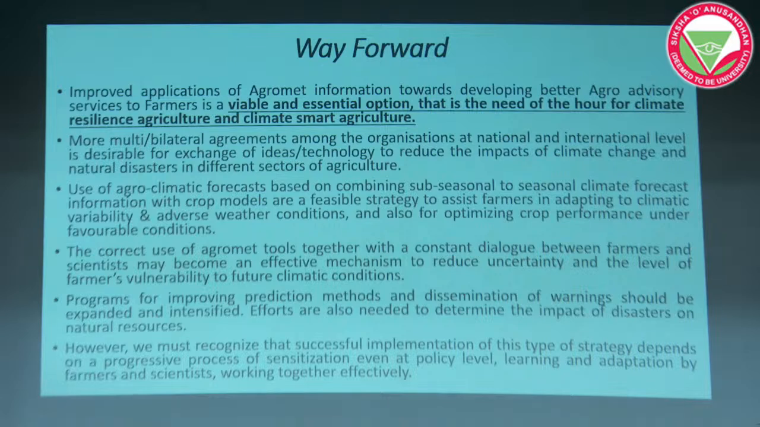More multilateral and bilateral agreement among organizations at national and international level is desirable to exchange ideas and technology, to reduce the impact. Then use agroclimatic forecast based on combining subseasonals. Still today, we are not using seasonal forecast in agriculture. South Africa is using it, for different reasons. But a strong group should be there who should give a kind of outlook about the seasonal forecast.